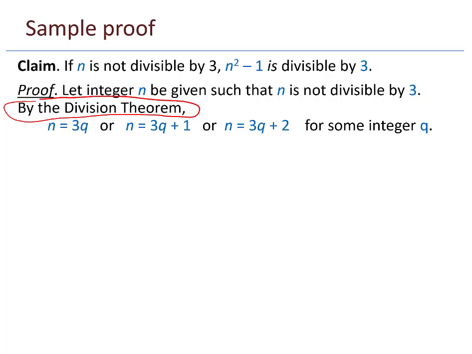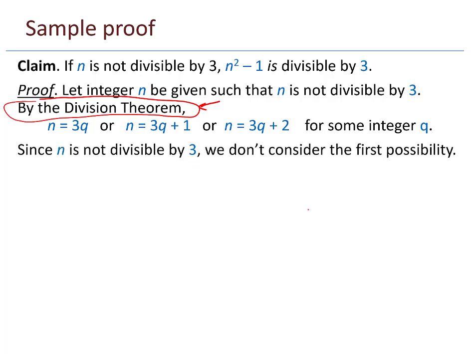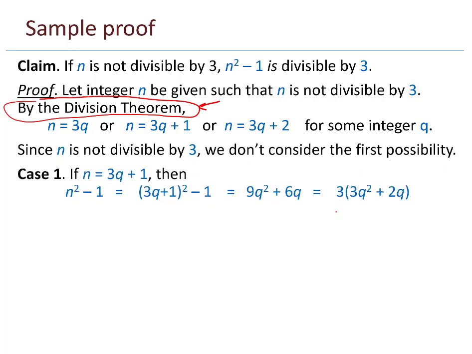You know, this type of reasoning happens so often, we're going to stop saying the phrase by the division theorem, and we'll just say, yeah, we have a few cases that can be. Since n is not divisible by 3, we don't consider the first case. So there's really two cases. Case 1, if n equals 3q plus 1, then n squared minus 1, so that's the conclusion I'm focusing on. I have to say something meaningful about n squared minus 1. N squared minus 1 equals 3q plus 1 squared minus 1.